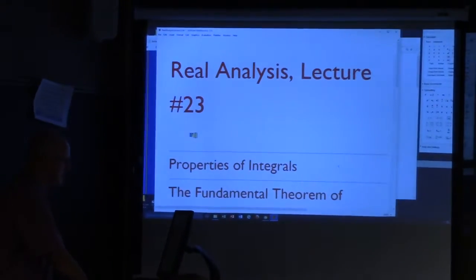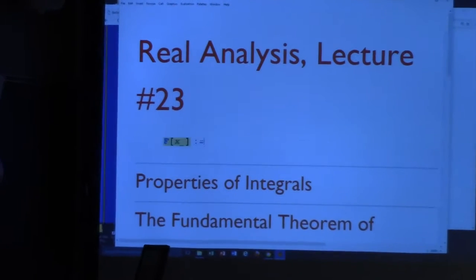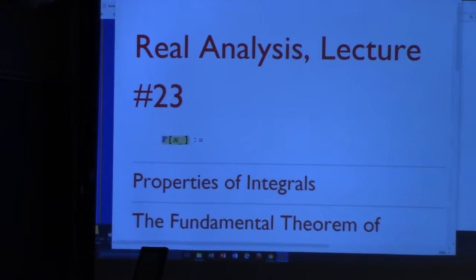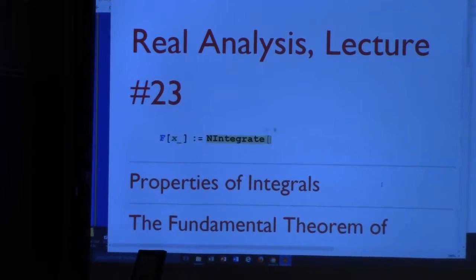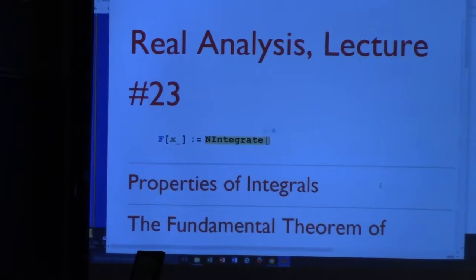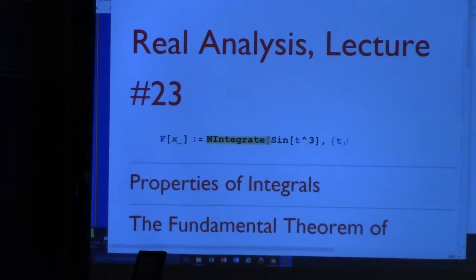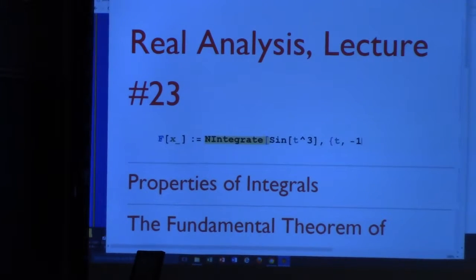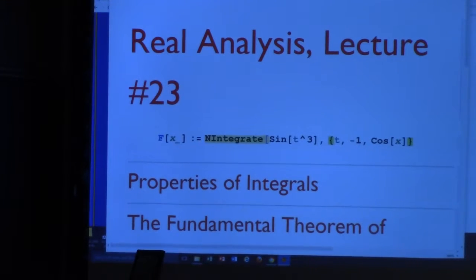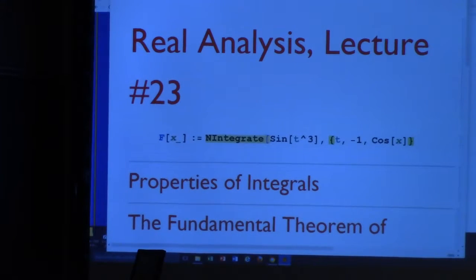Probably it would be best to use NIntegrate to do the integral, numerical approximation. We're integrating sine of t cubed, t goes from -1 to cosine of x. Again, the -1 is just an arbitrary thing. I could have picked it to be 0 or 2 or 7 or whatever. It doesn't matter what the lower limit of the integral is.